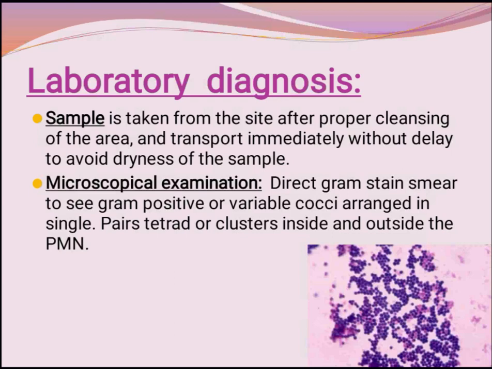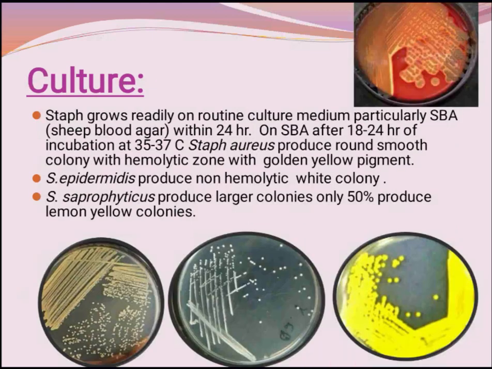After that, the sample should be cultured on different types of the culture media used for the cultivation of the microorganism. We have simple culture media, an example of which is the nutrient agar, and we have the enriched culture media, an example of which is the blood agar. Staphylococci readily grow on simple culture medium and the enriched culture medium. So it can grow on simple and enriched culture medium, particularly sheep blood agar. It can grow within 24 hours.